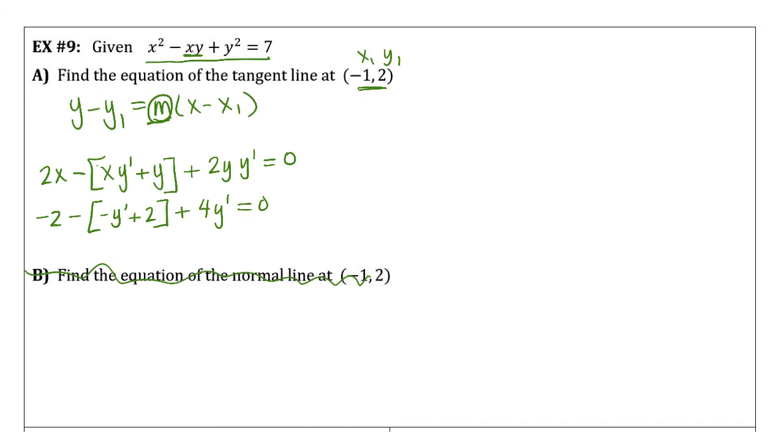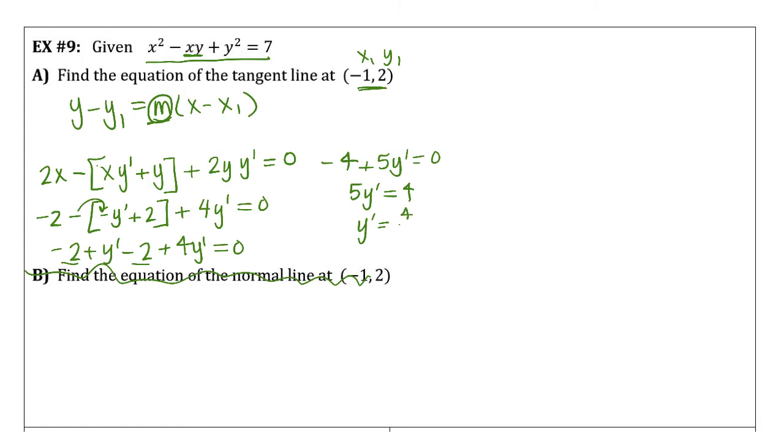And we just solve for y prime. I think this is a little bit easier. So we're going to have negative 2, distribute your negatives, so plus y prime minus 2 plus 4y prime equals 0. And so let's put together our like terms. So negative 2 and negative 2, that's going to be negative 4. So I have negative 4 and then plus 5y prime equals 0. So solve for y prime, we're going to add 4 over. So 5y prime equals 4. So y prime is going to be 4/5.